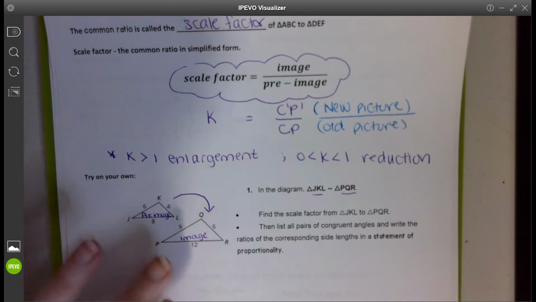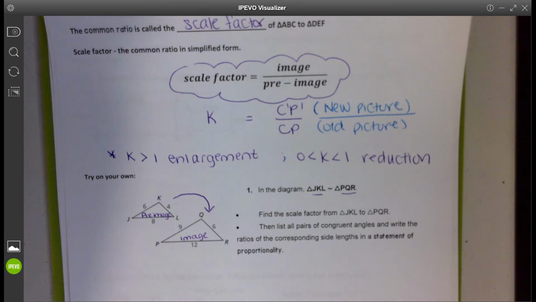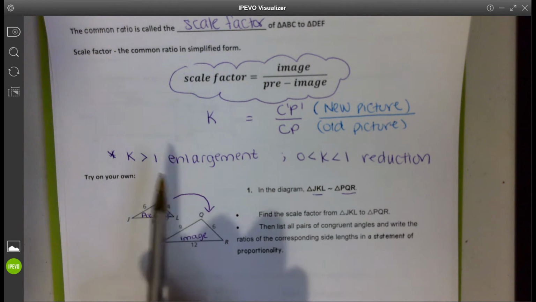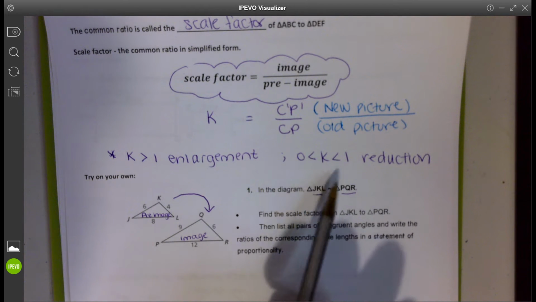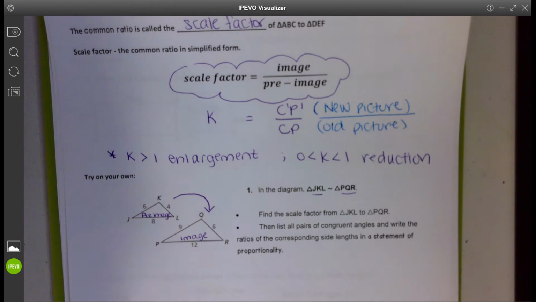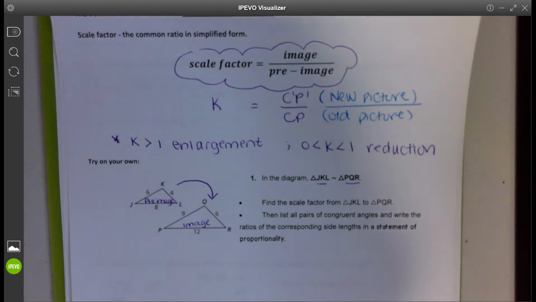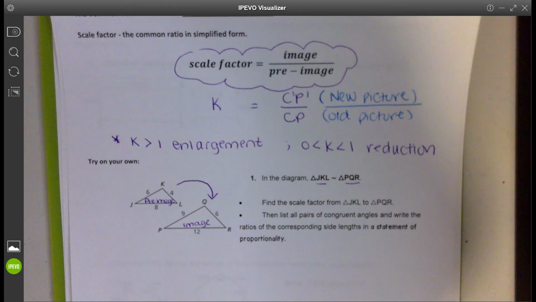So just by looking at this picture, does our picture get bigger, an enlargement, or is it a reduction? That's what we should be thinking about to figure out our value of K. As you can see up here, K, if my value is larger than 1, it's going to be an enlargement. If it's between 0 and 1, it's a reduction, meaning it got smaller. All right, so now it wants us to find two things in this problem. It says find the scale factor from JKL to PQR. So we're going to start there.